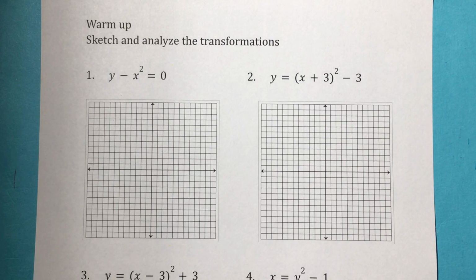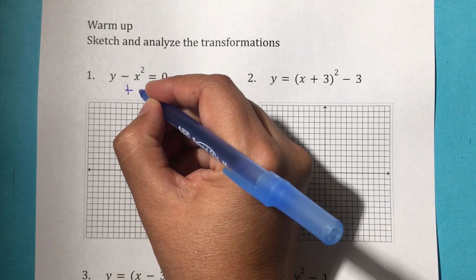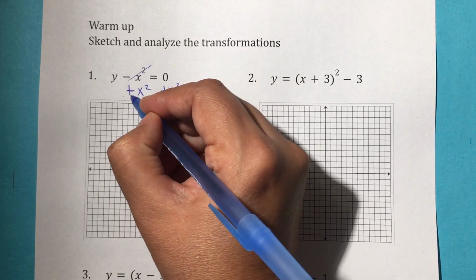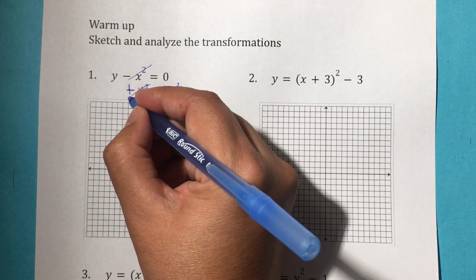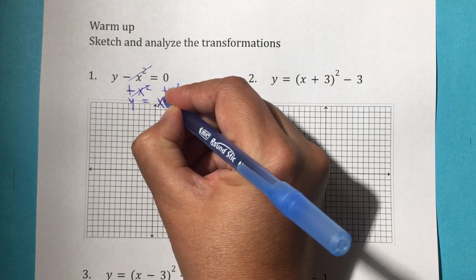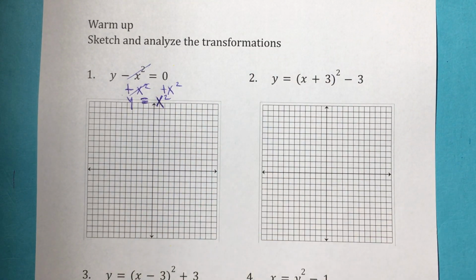Let's begin by doing a warm-up. It says sketch and analyze the transformation. And so for number one, we're just going to add x squared to both sides so that we can isolate y. And so you will have y is equal to x squared. And if you notice from the previous lesson, we can see that that's just the mother graph of a parabola, right?